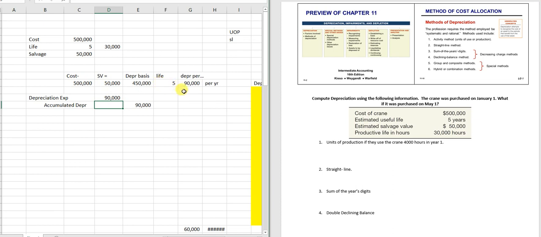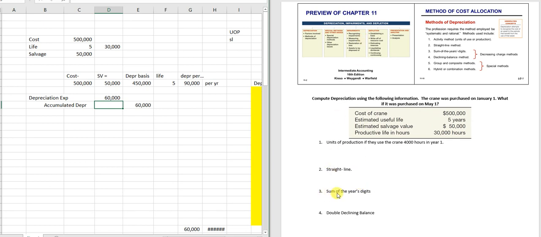So then what happens if I purchase it on May 1st? Well, it's 90,000 per year, but I only owned it for 8 out of the 12 months, so my entry is 60,000. So again, your depreciation expense, accumulated depreciation, for a fraction of a year, you just take it times the number of months. I will never have you count days. If for some reason you have a problem in the middle of a month, if it's on a test, it's a mistake from me. I wouldn't have intended to do that. But generally, you take a full month or a half a month.